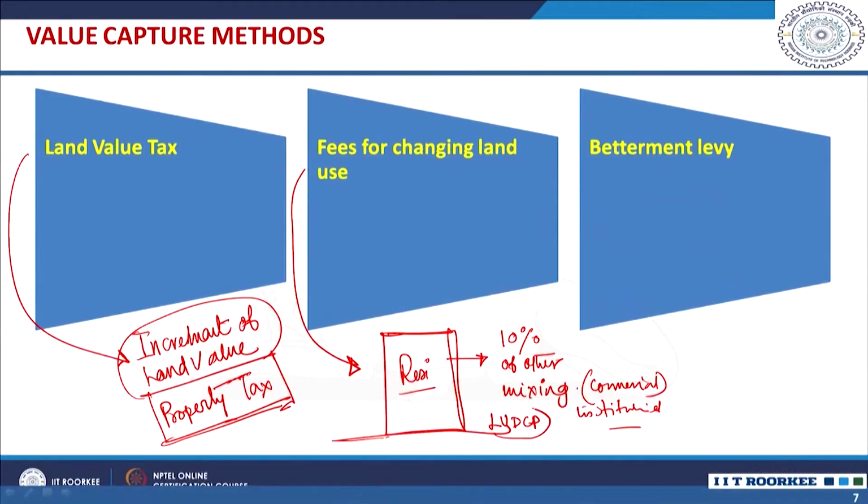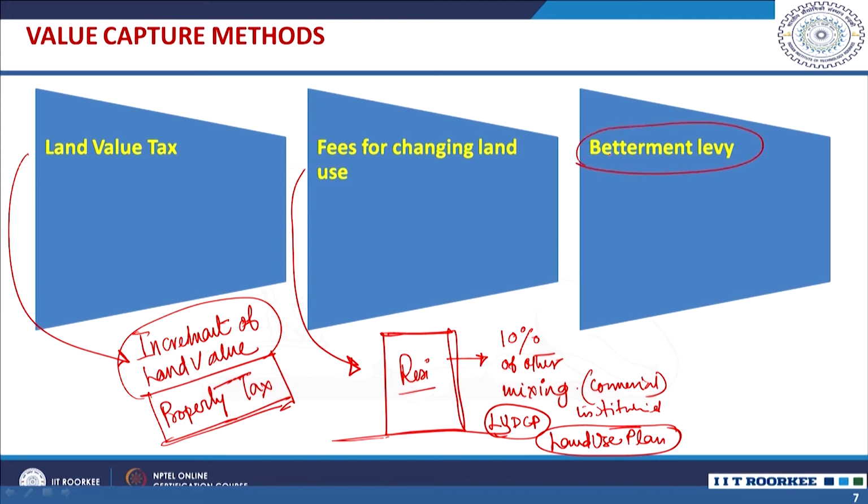So, first of all, this kind of provision has to be there in your land use plan or land use control plan. Therefore, your land use and development control plan, LUDCP, or land use plan that we have discussed earlier, should have this provision, and then we can charge some amount for changing of the land use. So, one is the land value tax and second is the changing of the land use. Then third is the betterment levy.